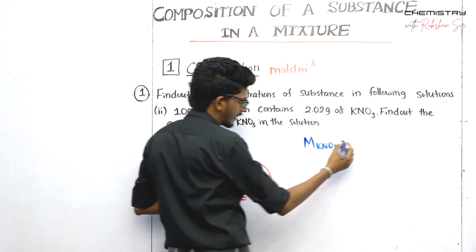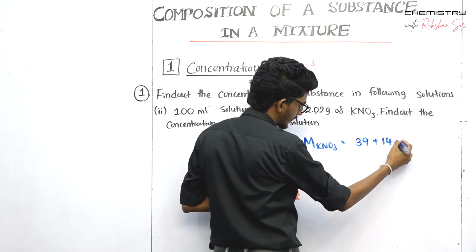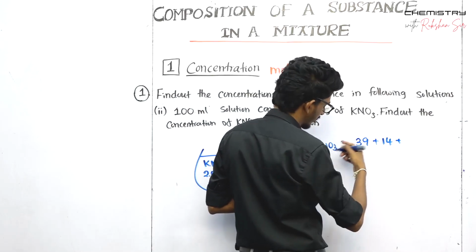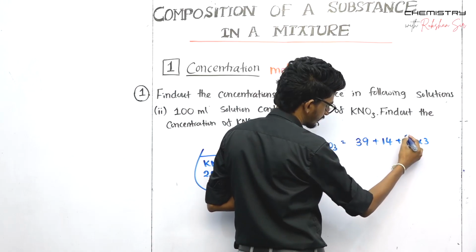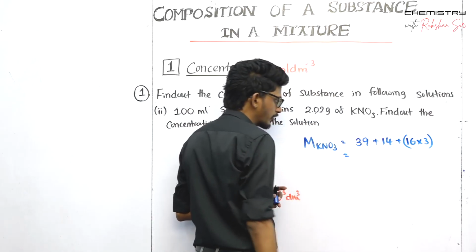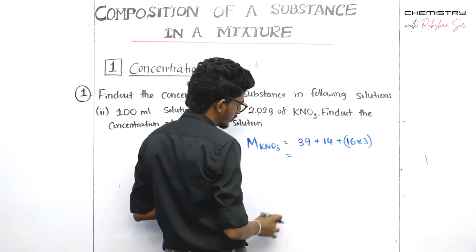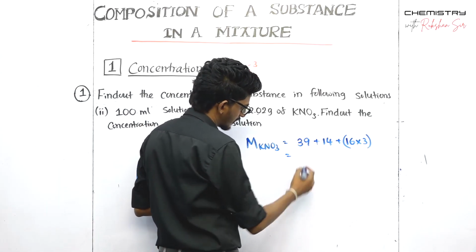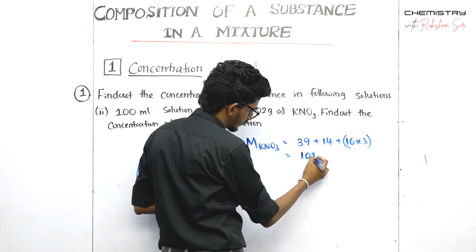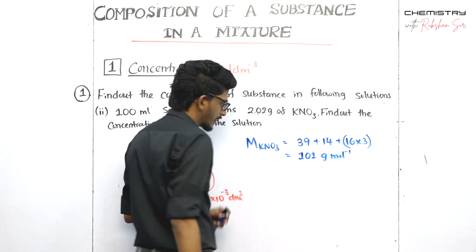So you have 1 K, that is 39, and nitrogen is 14, and 3 oxygens, so 16 into 3. That will give you some value. Here is 48, 62, and 39. That is 101 g mol⁻¹. That is the molar weight of KNO3.